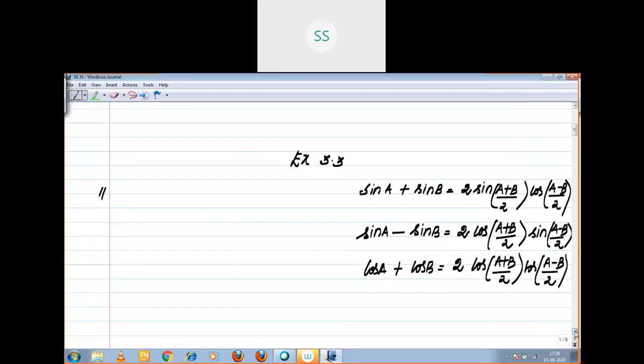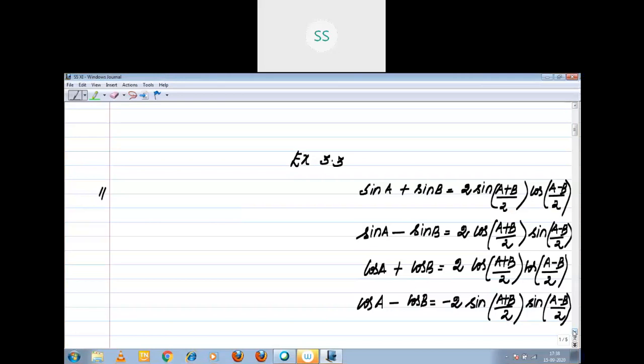Got it, children? Now, everything we are getting from the basic identity. cos A minus cos B equals minus 2 sin (A plus B)/2 into sin (A minus B)/2. First you have to write and recall the identity on the right side.